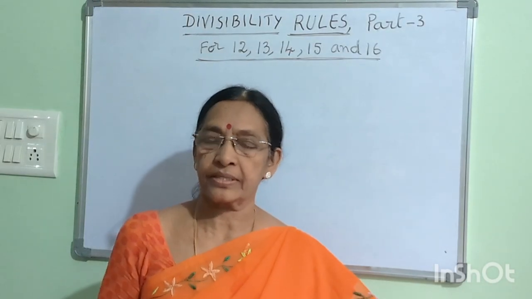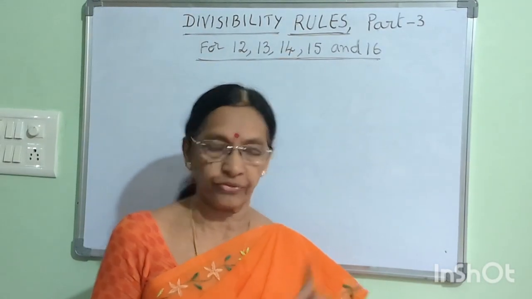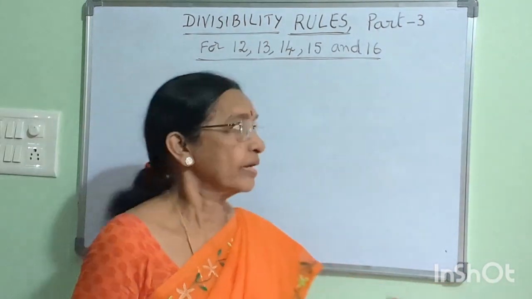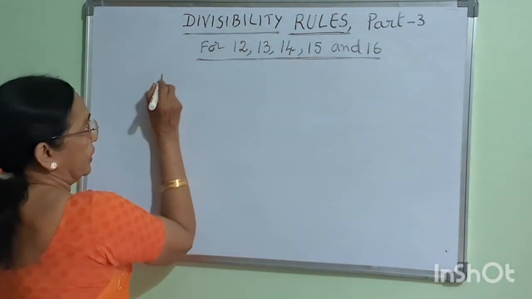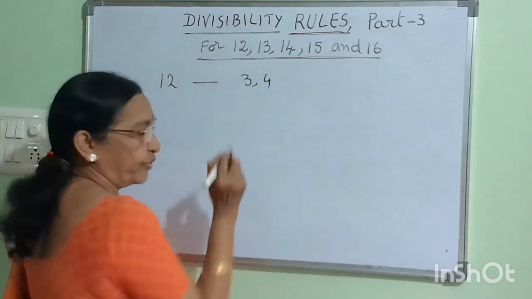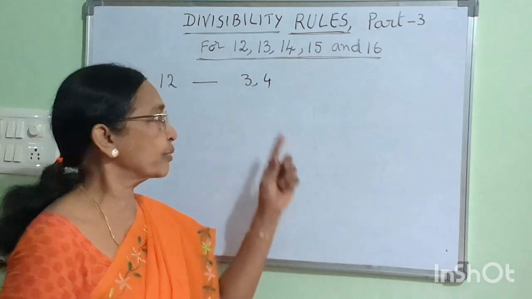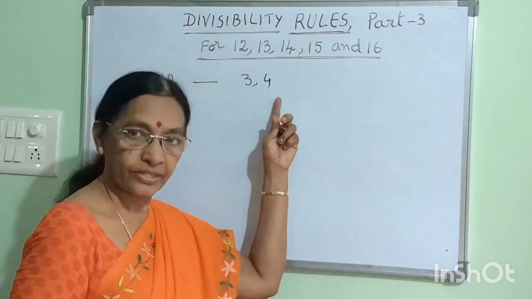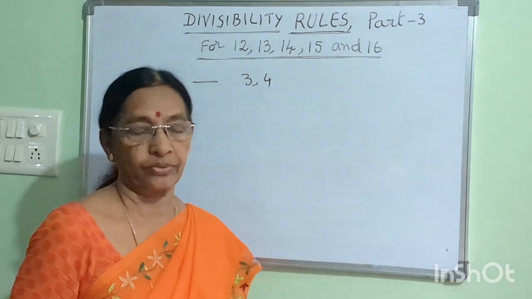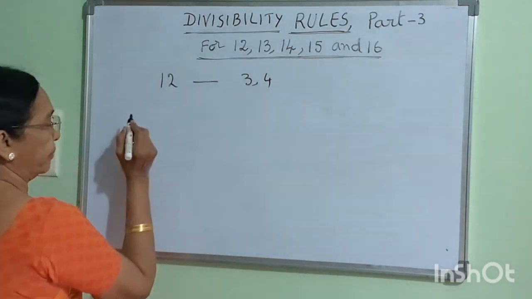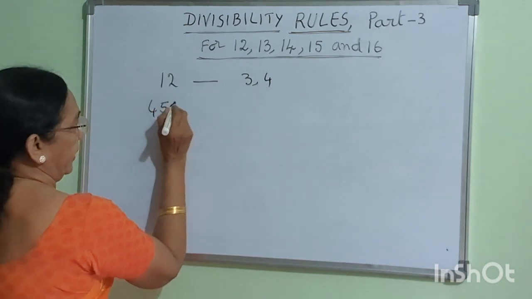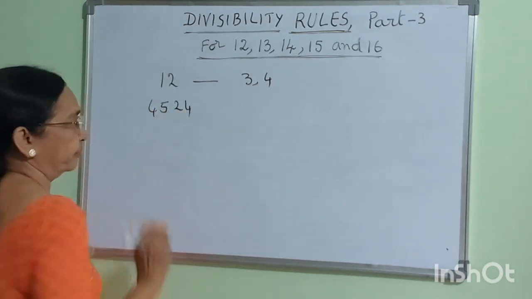Today we will discuss the divisibility rules of 12, 13, 14, 15 and 16. First, 12. The factors of 12 are 3 and 4. Therefore, if a number is divisible by 3 as well as 4, then that number is said to be divisible by 12. Suppose we take a number, 4524.